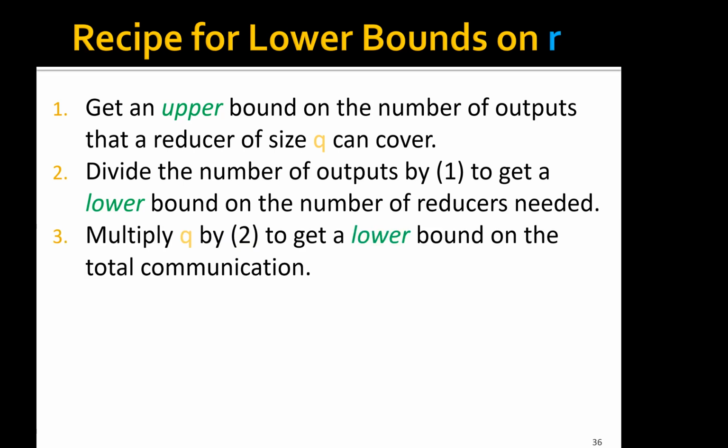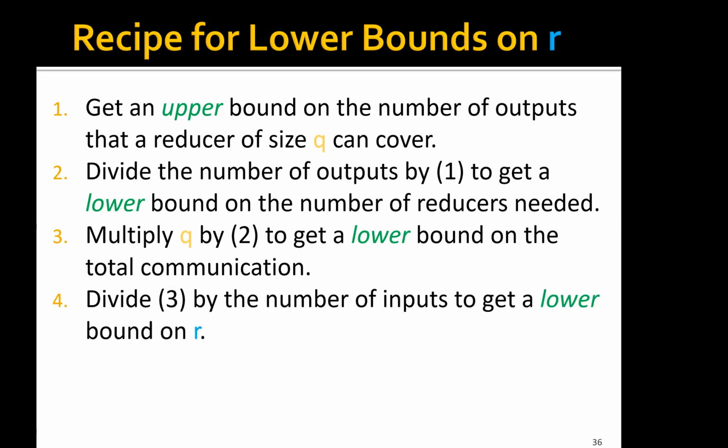Okay, if you know how many reducers you need, you multiply that by Q, because that's the number of inputs that each of the reducers will get. That gets you a total number of inputs to all of the reducers. And that therefore is a lower bound on the total communication. And then to get the replication rate, that's the total communication divided by the number of inputs.